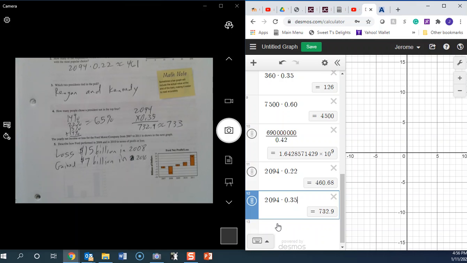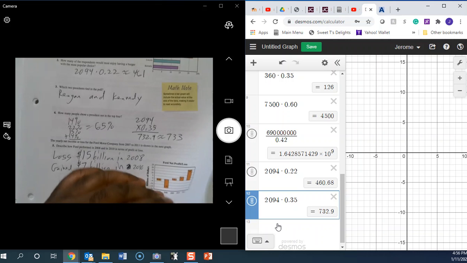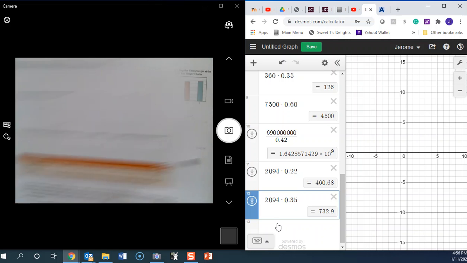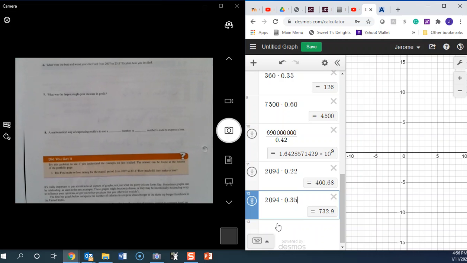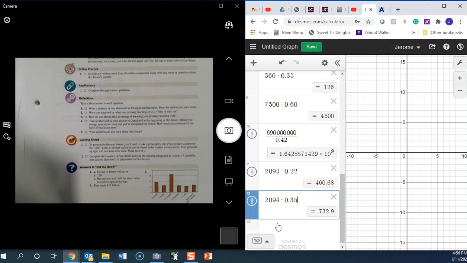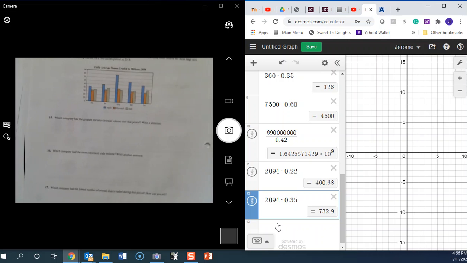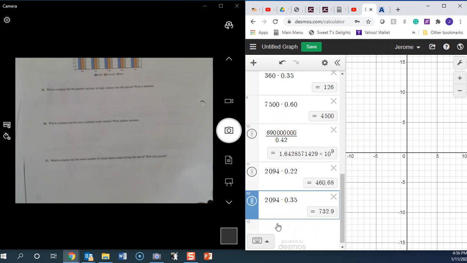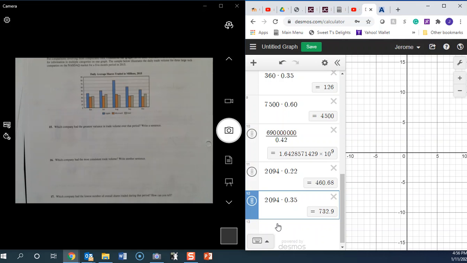Okay, now we move on. Let me see. Okay, we don't need to do those pages, but we do need to do this last page here, and it'll be these last 3 problems.